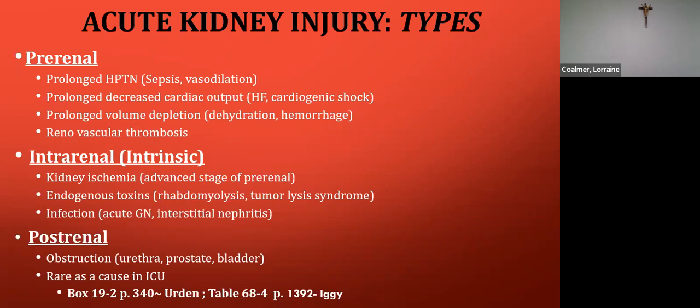The issue is, if my blood pressure is low for a very long time, it's going to transition. Do you see down there? It's going to make the kidney ischemic because I've had prolonged hypotension. I may start as prerenal, but if I don't fix it, I'm going to transition into intra. Make sense? Okay. Decreased cardiac output because I'm not perfusing. So heart failure, cardiogenic shock, prolonged volume depletion, dehydration or hemorrhage, and then renal vascular thrombosis.